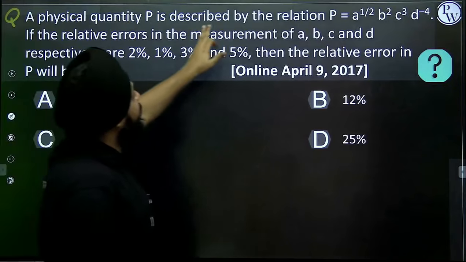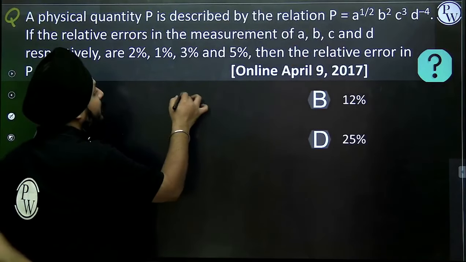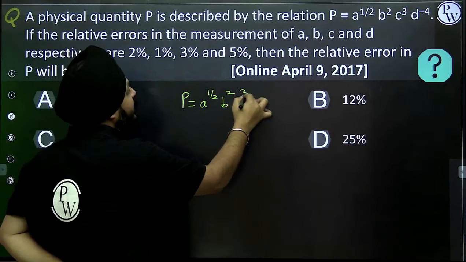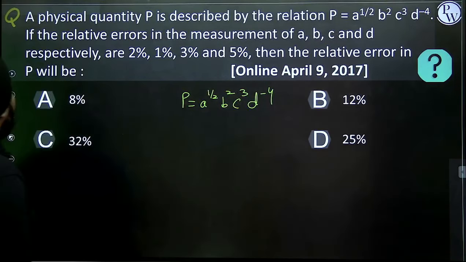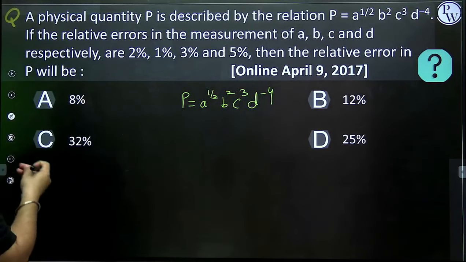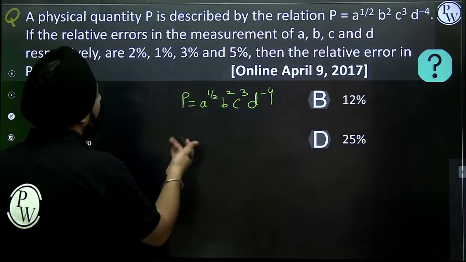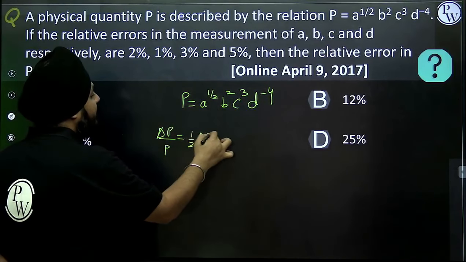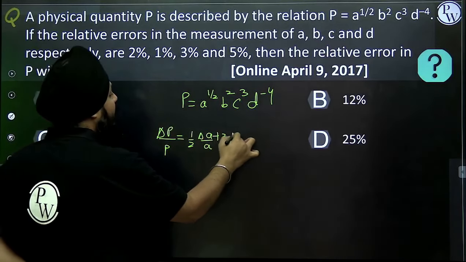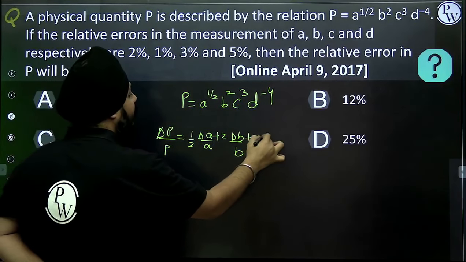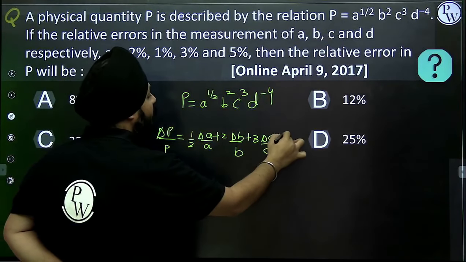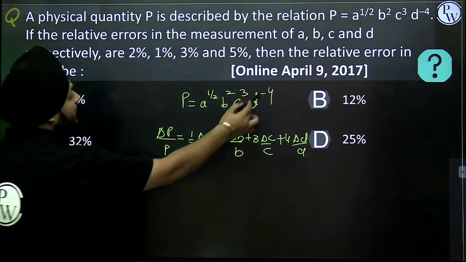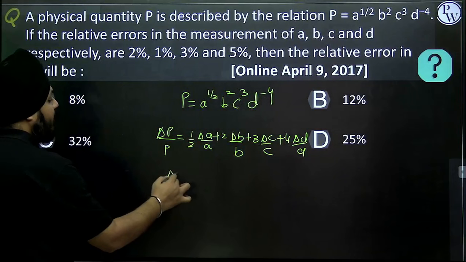A physical quantity is described by the relation P equals A to the half, B square, C cube, D to the minus 4. If the relative errors in the measurement of A, B, C and D are 2, 1, 3 and 5, directly we can solve without wasting time. Delta P by P is half delta A by A plus 2 delta B by B plus 3 delta C by C. Errors are always positive, so the value is always positive. Here we can write minus 4.